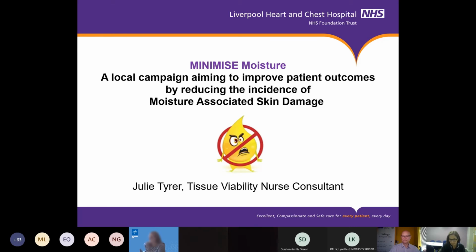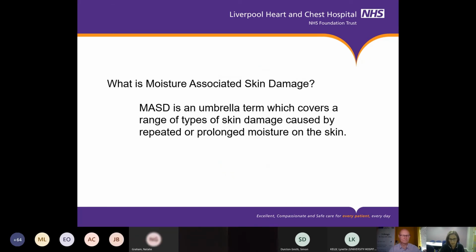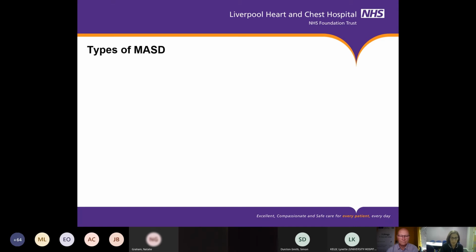So just for context, I will touch on a little bit about what moisture-associated skin damage is and show a couple of examples, just in case you're not necessarily in a clinical role. Moisture-associated skin damage, which I might start calling MASD because it's a mouthful, is an umbrella term, an overarching term that includes all types of skin damage caused by repeated or prolonged moisture on the skin. Typically we know these as urinary and fecal incontinence, wound exudate, perspiration, and stomal fluid. So just a reminder of the four main types.